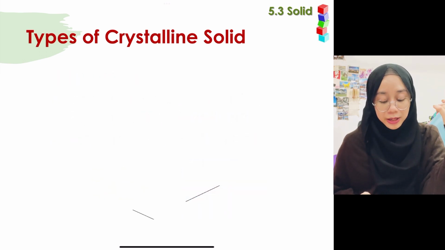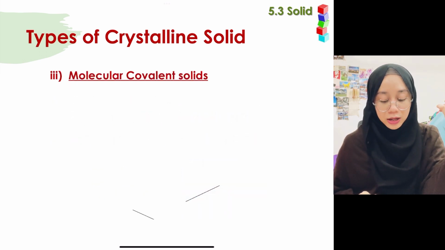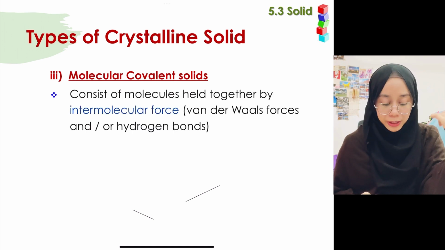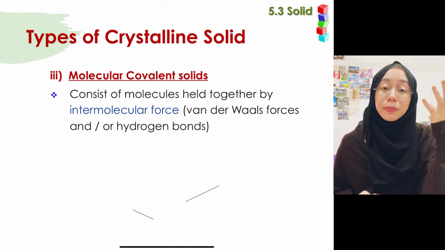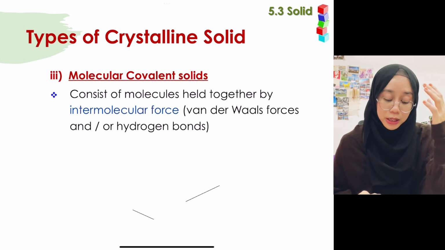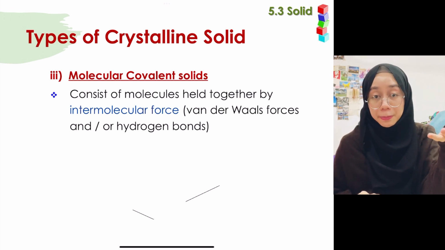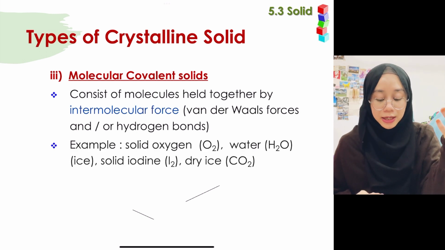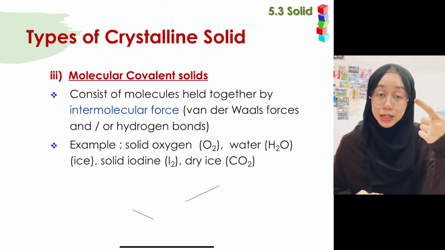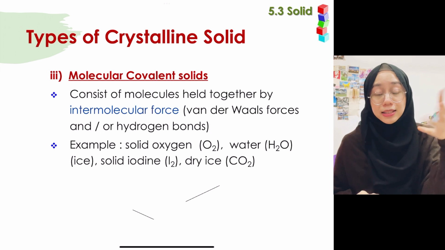Okay, and then kita tengok pula molecular covalent solid. Molecular covalent solid pula, it consists of molecules that held together by a covalent bond. Covalent bond ni usually van der Waals forces ataupun ada hydrogen bond, depends. Okay, so for example kita ada oxygen ke ataupun water, iodine or even dry ice. Itu semua adalah covalent bond.